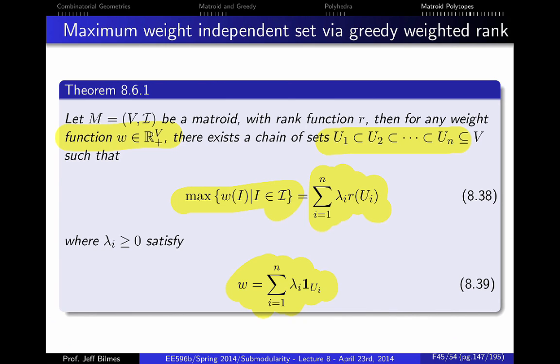Okay. So let me say this again, just to make sure it's clear. First of all, this is the maximum weight independent set. We know that this is solved exactly by the greedy algorithm when it's a matroid, and we are assuming that it's a matroid. And we're saying the value of that can be expressed. It says that there's some chain of elements, which is basically a sequence of subsets, which have this containment relationship, such that we can express, first of all, the weight function as the sum of the characteristic vectors of the sets, and then that greedy algorithm result can be expressed as the correspondingly weighted rank values evaluated on those chains of sets.